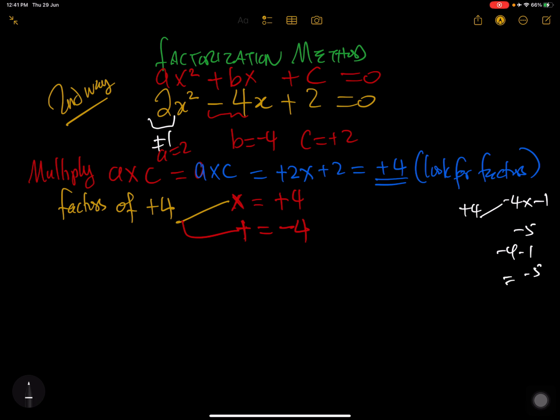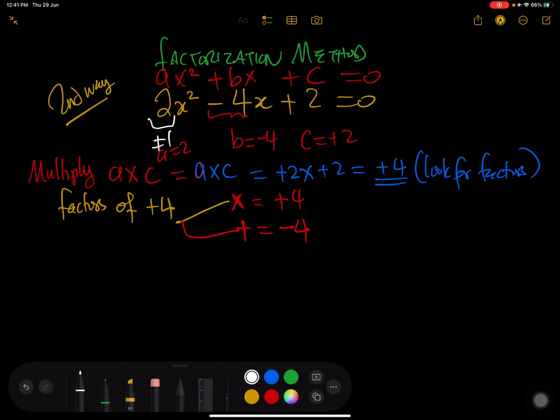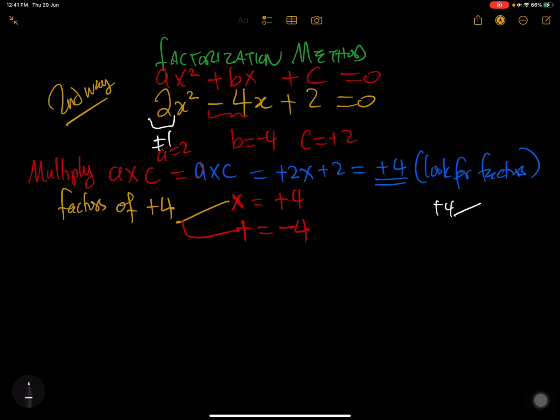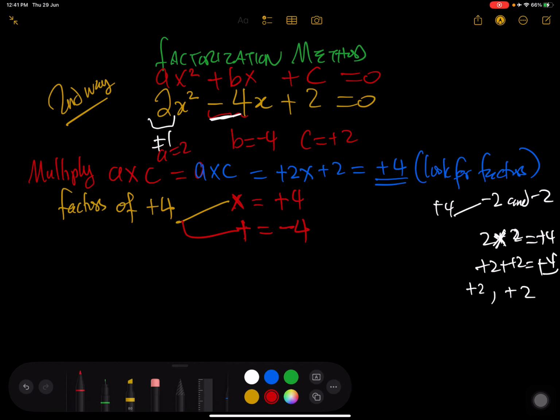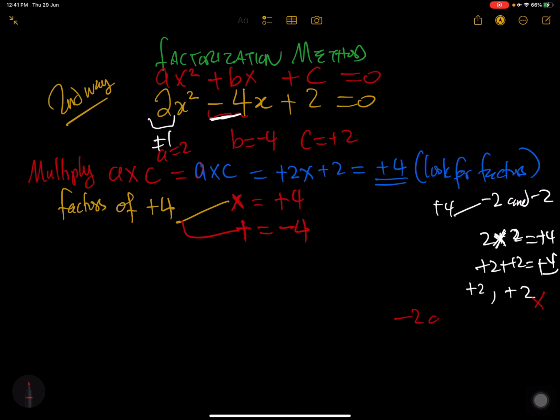What about negative 2 and negative 2? Other factors of plus 4 could be 2 times 2, which gives us plus 4. But when we add 2 plus 2, we are going to get plus 4, and this plus 4 is not what we have here. So if it's not, it will not work. So two positive numbers, plus 2 and plus 2, will not work. But we can use what? Negative 2 and negative 2.